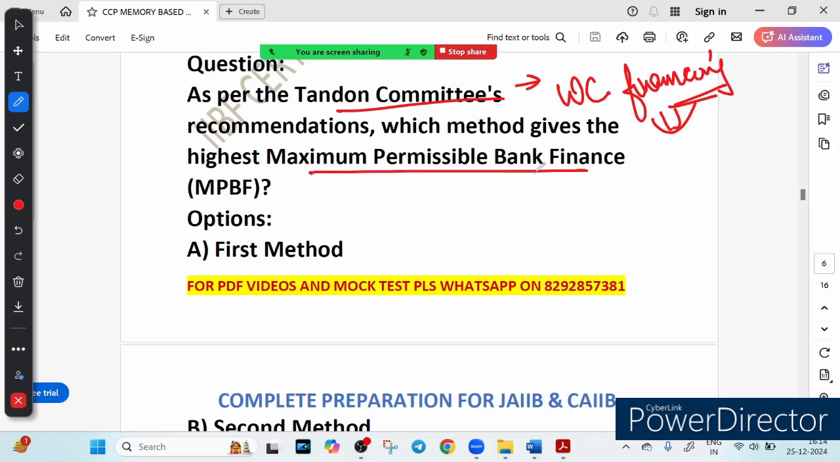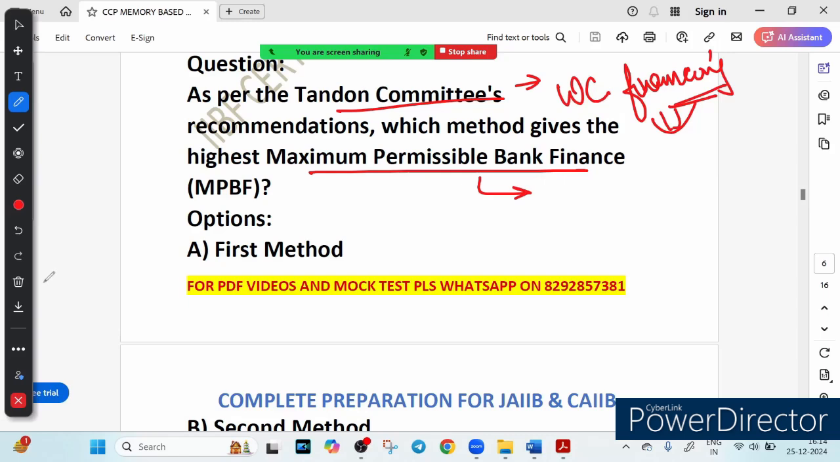The second thing is MPBF. What is this MPBF? MPBF refers to the maximum amount bank can lend to business for its working capital need. The maximum amount that bank can lend to the business for working capital need is called MPBF. This committee suggested three methods to calculate MPBF.